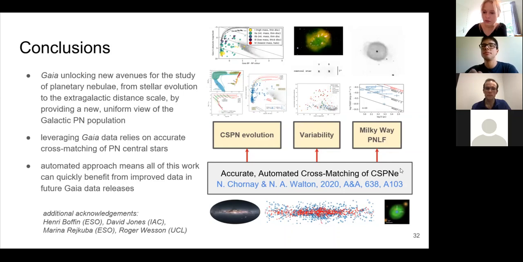There's a question from Boris. Do you have some comment on the binary fraction of PN and whether or how this may affect the evolution?